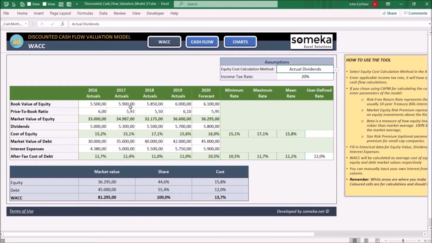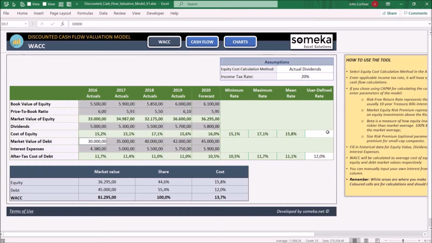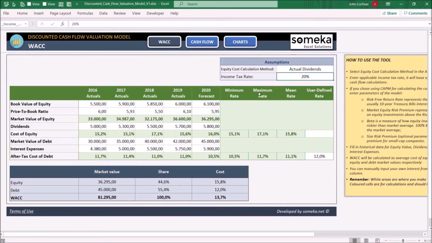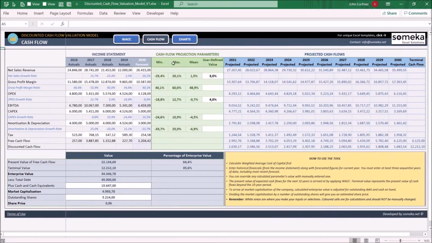Enter your financial data in this sheet to only white cells. On the rate section, we're calculating the mean of cost of equity and after-tax cost of debt rate. But if you have a rate on your mind, you may input to be calculated. Once you input your data, you're able to see the market value, share, and cost rate of equity, debt, and WACC. Once you're done, go to the cash flow sheet.